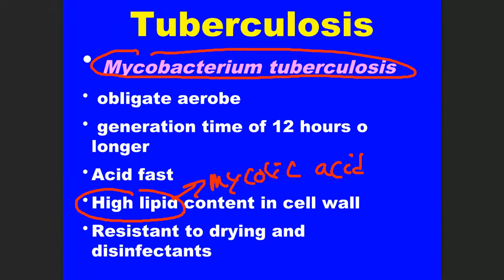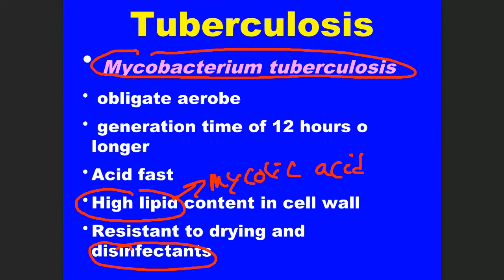acid-fast bacteria are very resistant to disinfectants. They're also very resistant to drying out conditions. So if the bacteria is within saliva or mucus, and the saliva or mucus dries up, the bacteria doesn't dry up and die along with it. It can still remain viable.